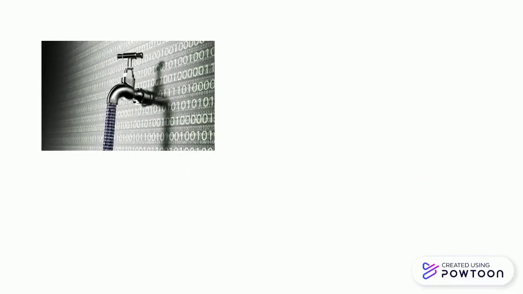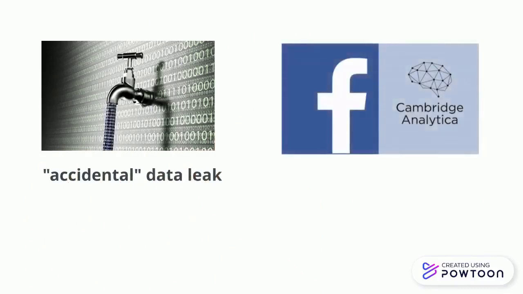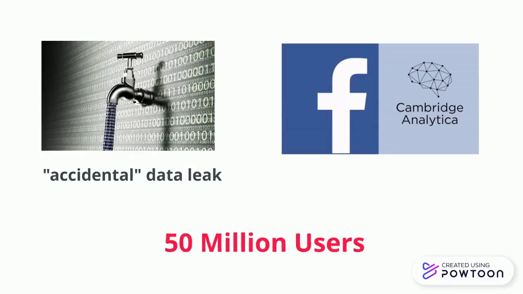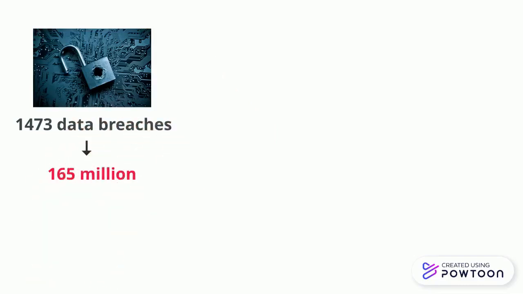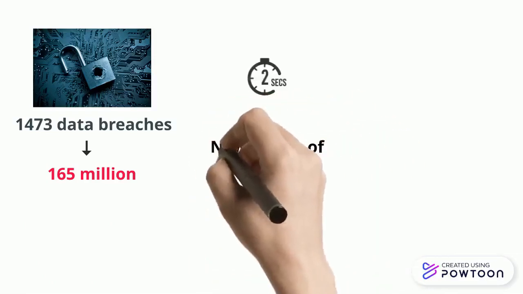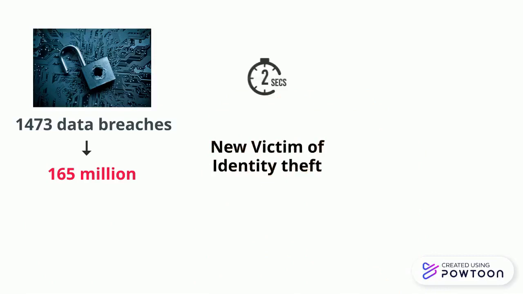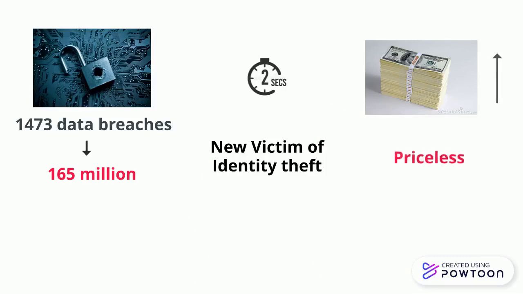Recently, there have been multiple data leaks linked with some big names in the social networking field, like the Facebook Cambridge Analytica data scandal in 2018, in which the personal data of over 50 million Facebook users were leaked. Moreover, in 2019, there were over 1,400 data breaches, resulting in a whopping 165 million records being exposed in the US alone. Every 2 seconds, there is a new victim of identity theft. Despite that, 1/3 of internet users valued their online privacy at $100,000 to priceless.